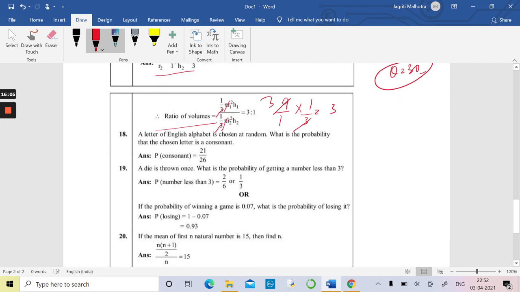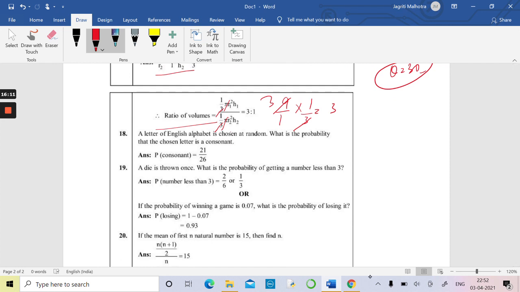A letter of the English alphabet is chosen at random. What is the probability of the chosen letter being a consonant? As we know, the vowels are 5. So eliminating them, 26 minus 5 is 21. So the probability of a consonant is 21 upon 26.